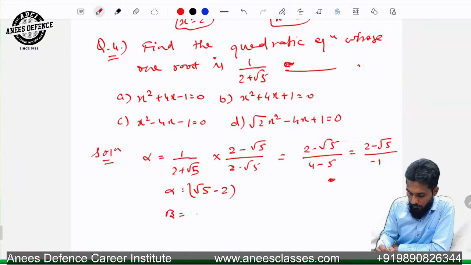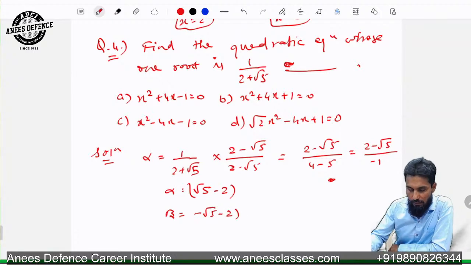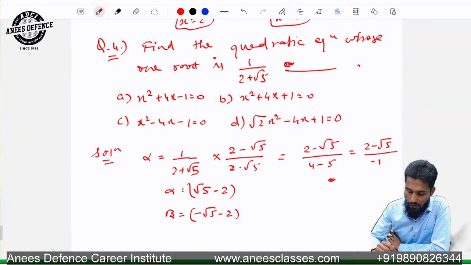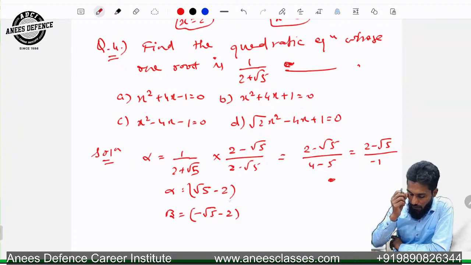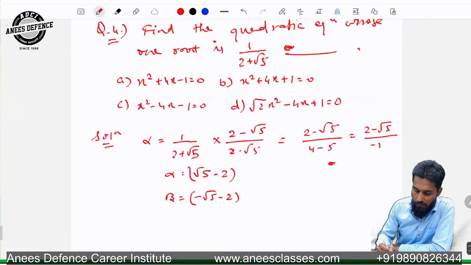Root 5 plus 2. No, minus root 5 minus 2. Why is it minus root 5 minus 2? Did you get my point? Yes, sir. Because we have to change the sign of the irrational number. The irrational number is root 5, not 2. 2 is a rational number. Fine? Yes, sir. So always we have to change the sign of the irrational number, that is root 5, it becomes minus root 5.